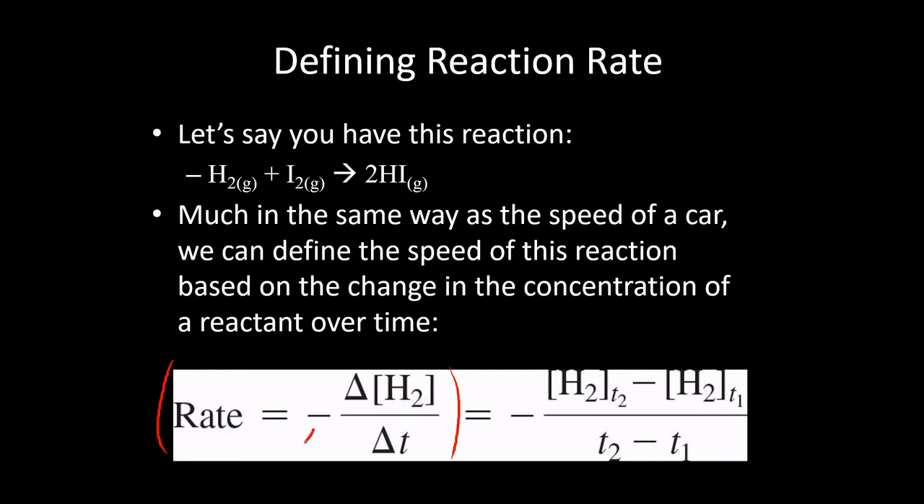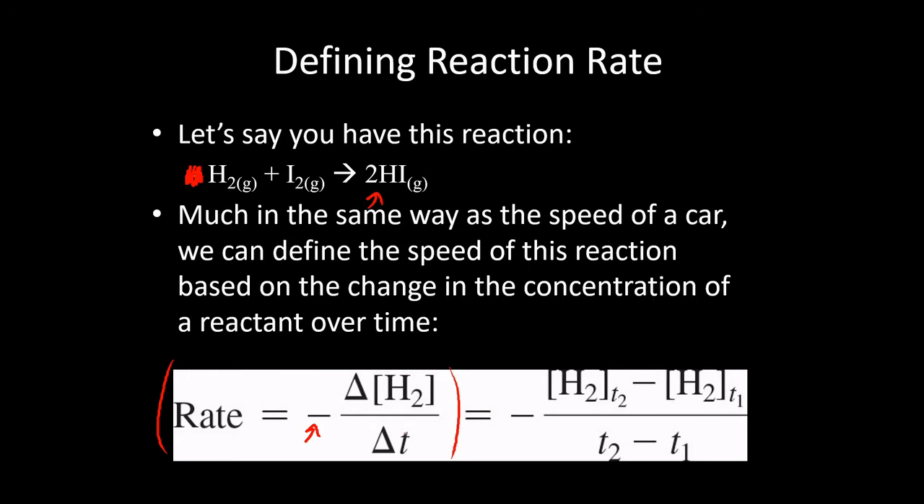Now notice the little negative sign here. The reason we have a negative sign is because the hydrogen is a reactant. Because it's a reactant, it's disappearing. We're losing it. Its concentration is decreasing. So because it is decreasing, we still want our rate to be positive. We always want our rate to be positive. And so because this change in H2 is negative, we need a negative out here at the beginning to make the overall rate positive. If we were to define the rate in terms of the products, we wouldn't put that in there, which we'll see in just a minute.